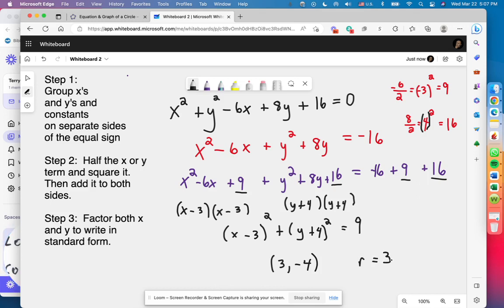And that's it. That's video number 2. And hopefully this helps on completing the square. Now it's time to practice. You have an assignment in your textbook that you're going to finish and turn in.